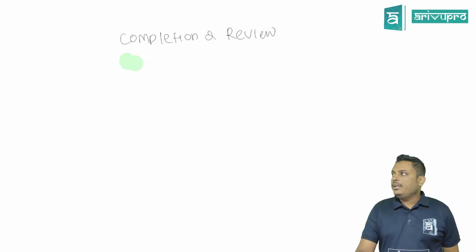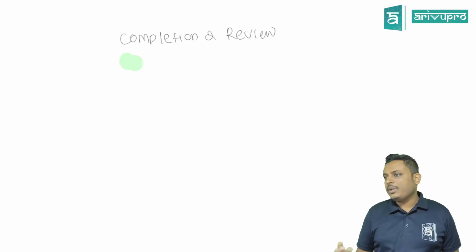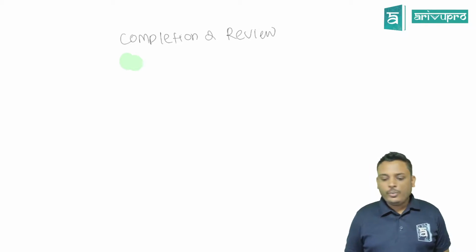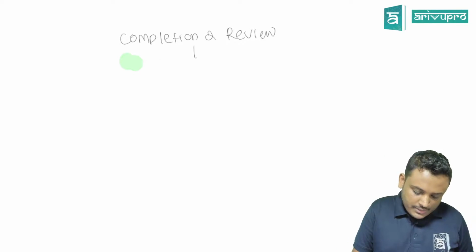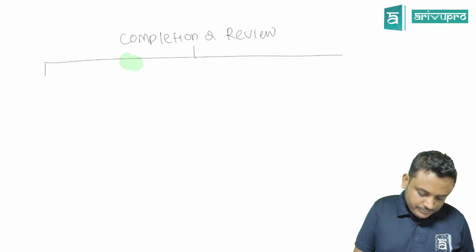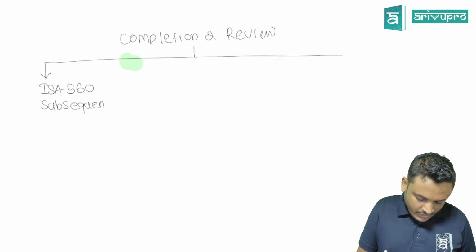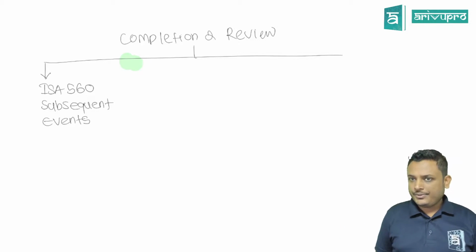So as I told earlier, if I take your syllabus, there are planning area, performing area, reporting, completion area. So we finished planning part, we finished performing part. Now we are at completion and reporting part. Okay. So under this, ISA 560 subsequent events.